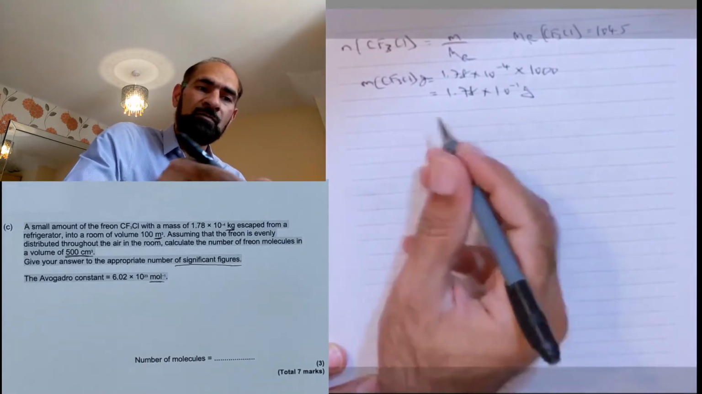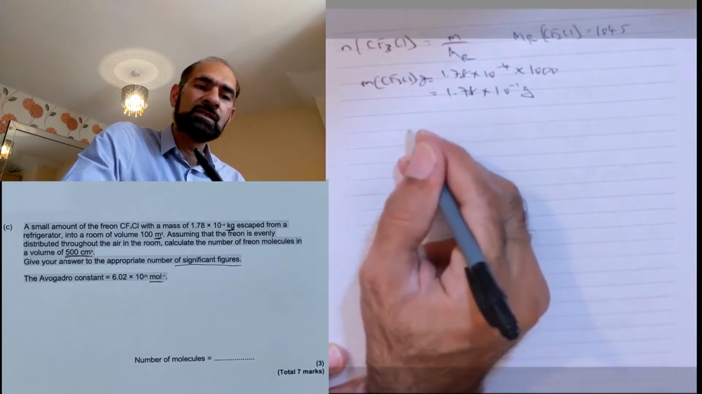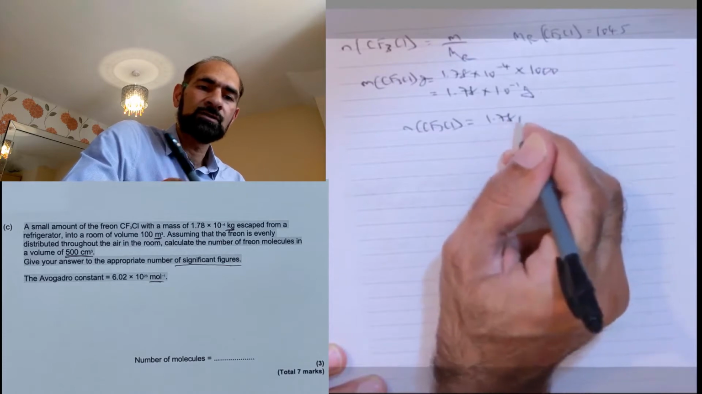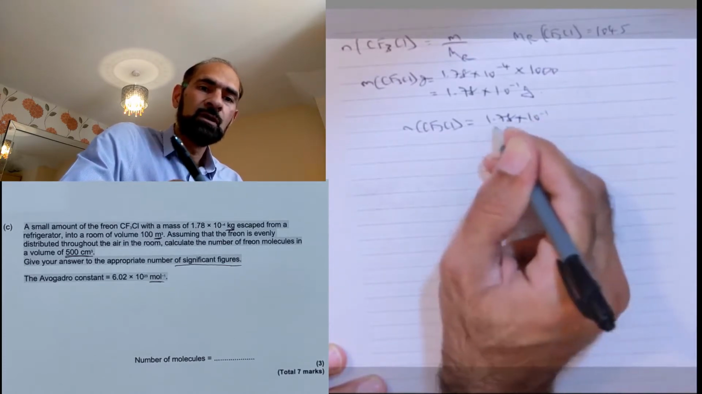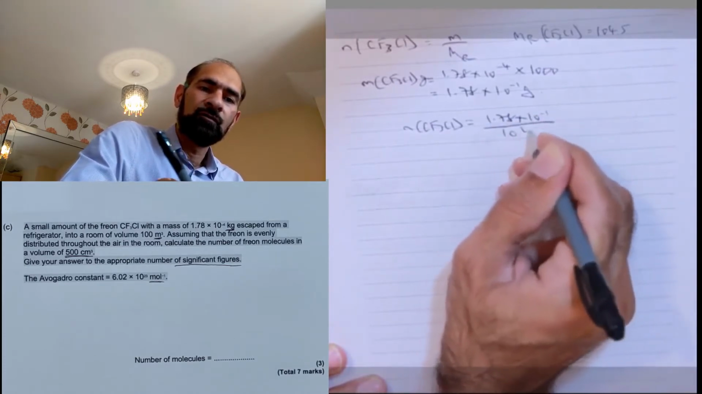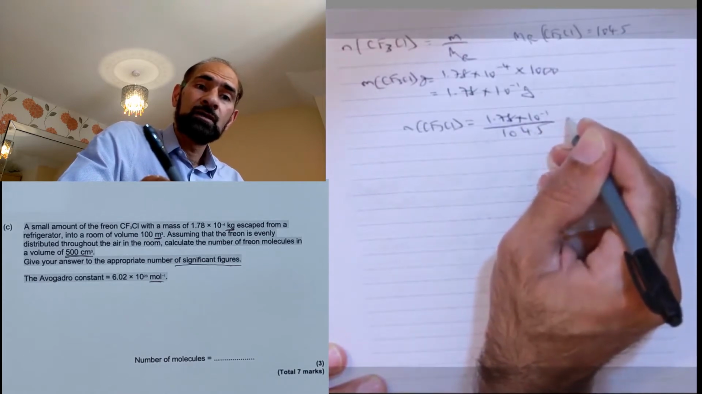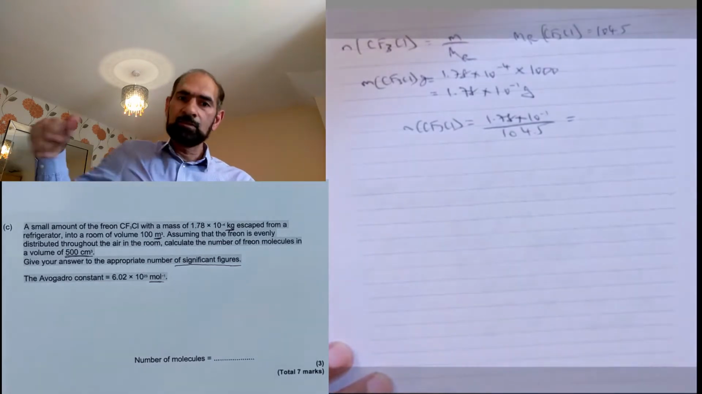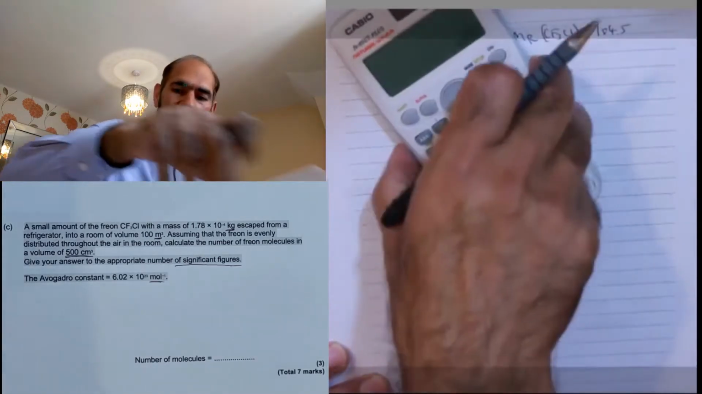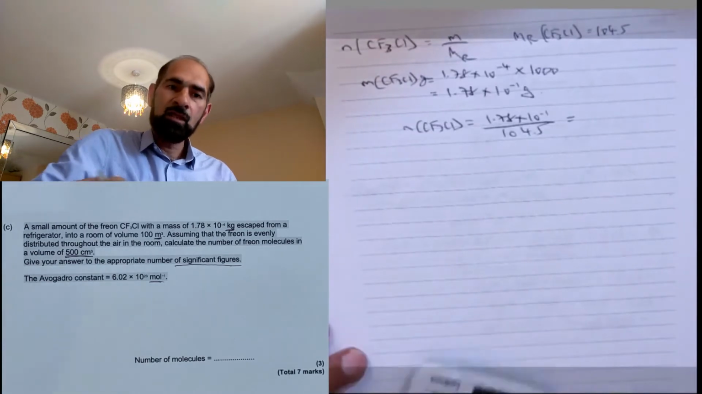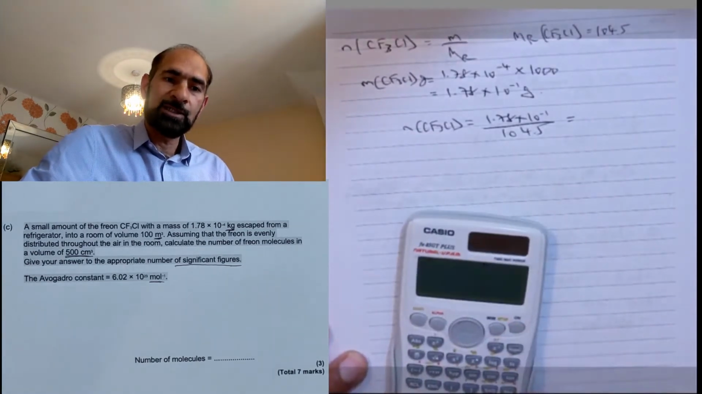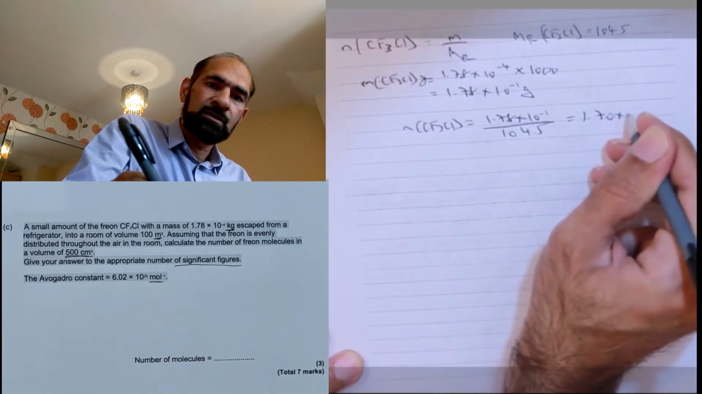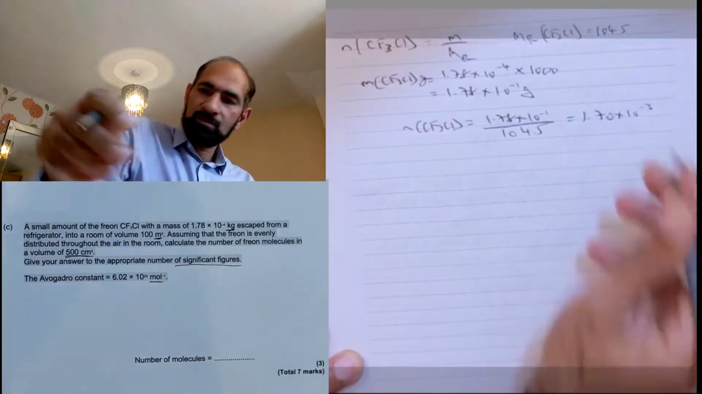And therefore I'm now going back to that formula, is moles of Freon equals 1.78 times by 10 to the minus 1, and then divided by 104.5, okay, which is the Mr, isn't it, and that is equal to, oops, apologies, calculator's trying to escape, that equals 1.70 times 10 to the minus 3.